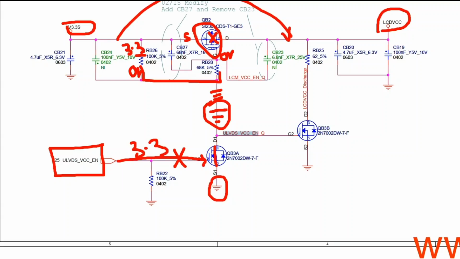if you remove this MOSFET from here, these are both N channel dual MOSFET in one package, so both of the MOSFETs will be removed. So we will be getting high impedance at this point also. So we will be getting LCD VCC on the output side. So now let's remove this QB3A and just jumper the source and drain together so that we can get ground for the P channel MOSFET to turn on.